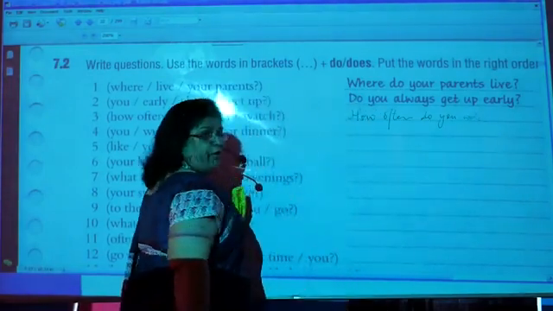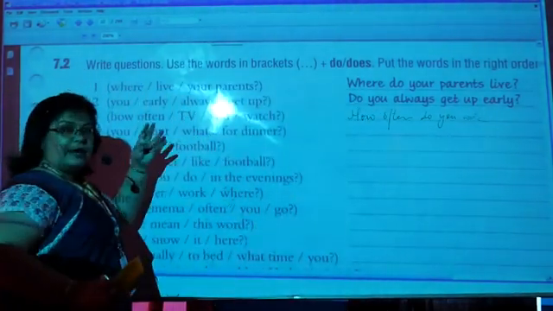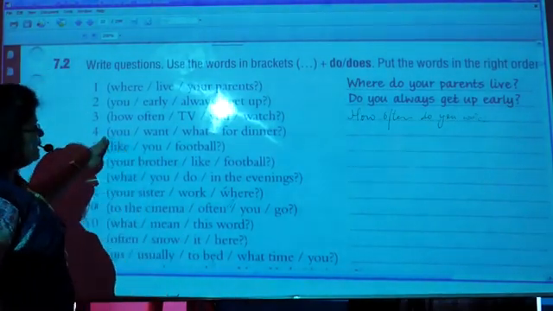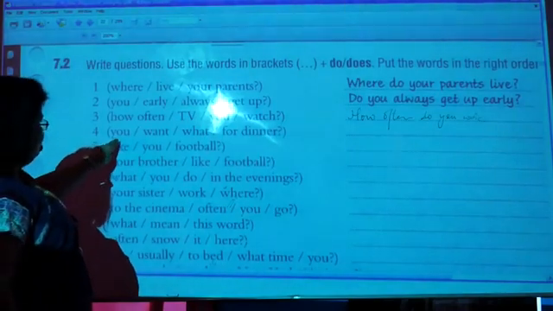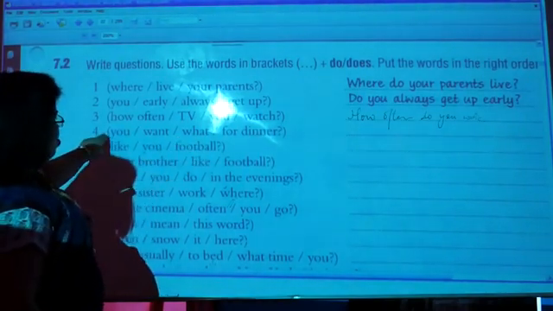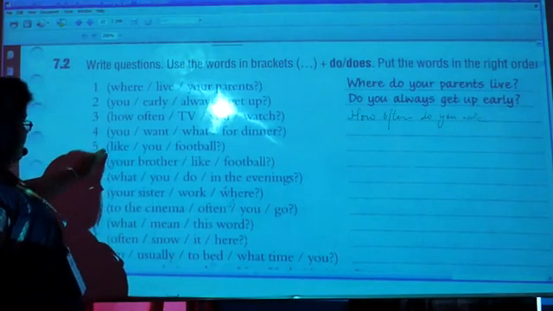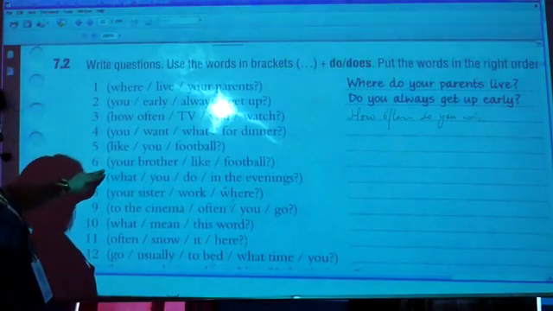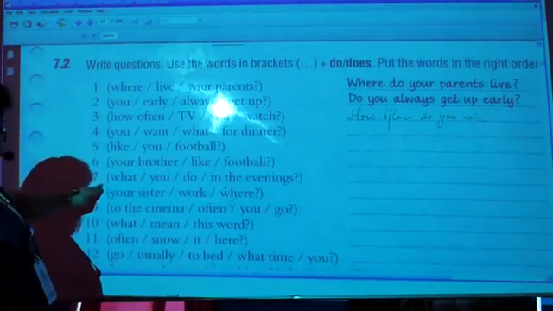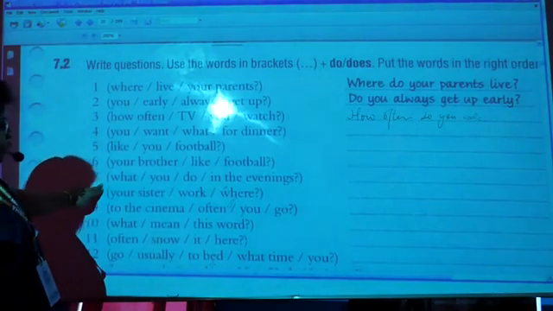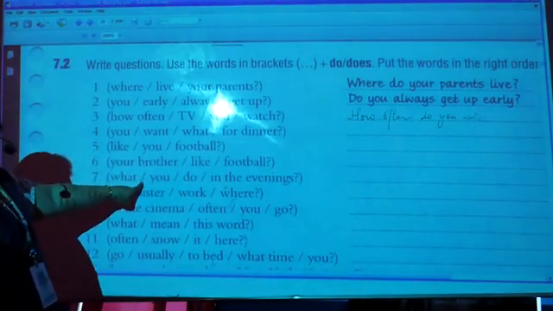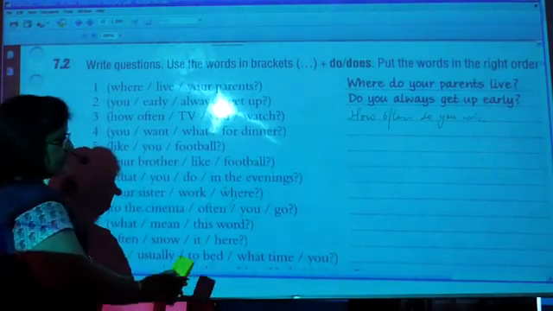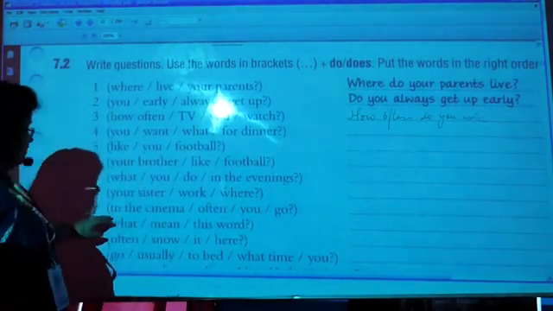All these answers are given in the book, so I don't need to write it here. I'll just speak out. Fourth, you want what for dinner? So what do you want for dinner? Like your football? Do you like football? Your brother like football? Does your brother like football? What do you do in the evening? What do you do? Here we have to use do. What do you do in the evening? Your sister work where? Where does your sister work?